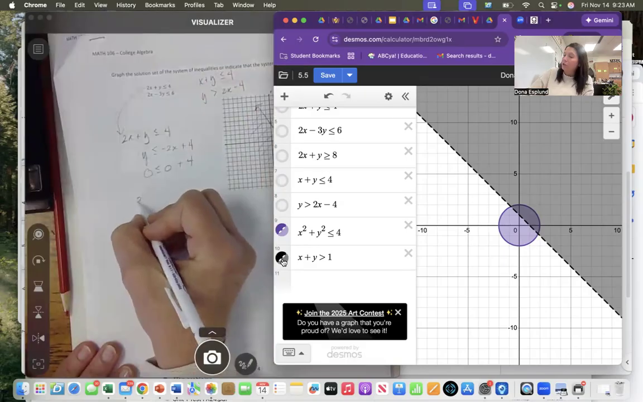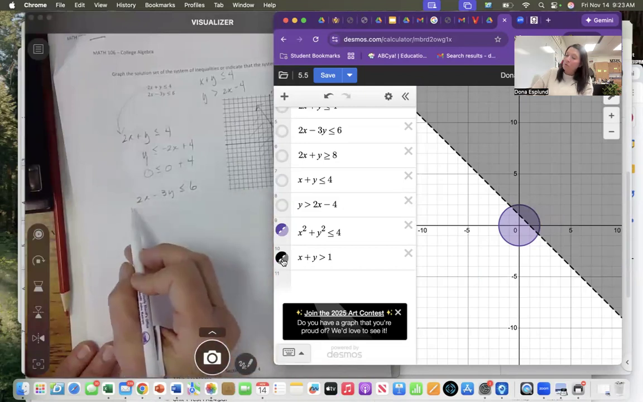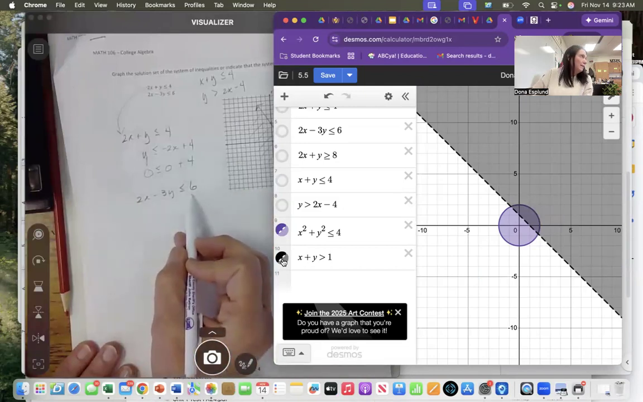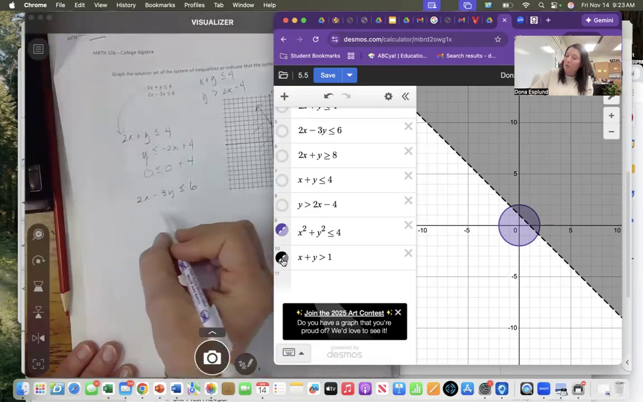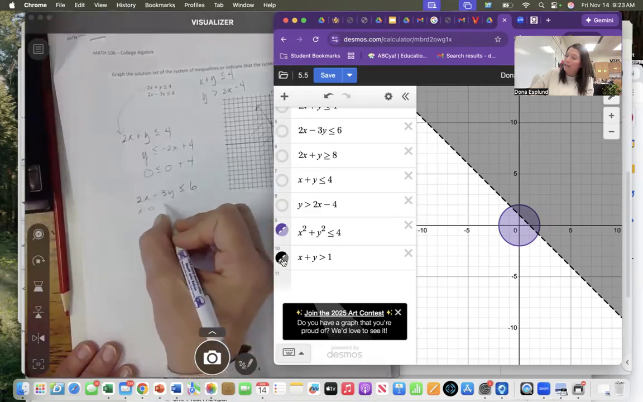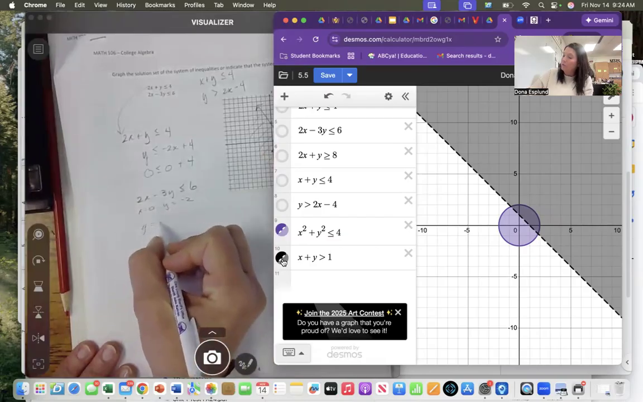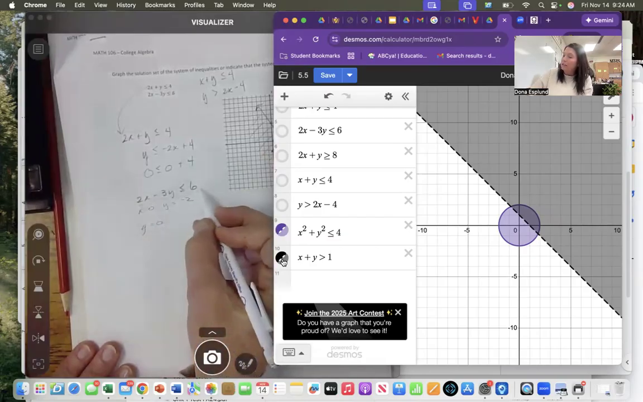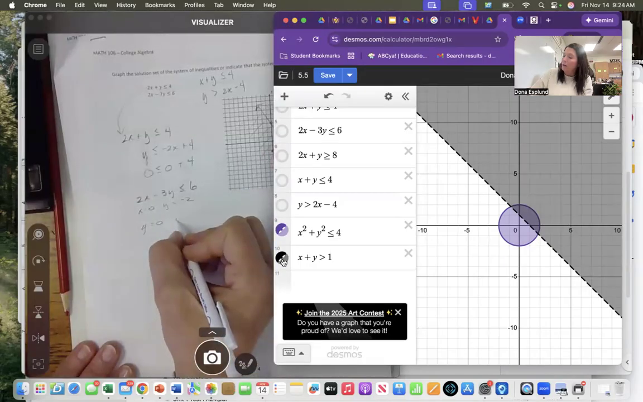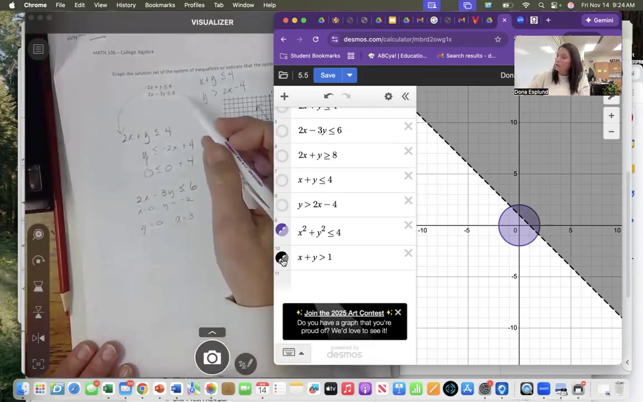On the next one, I have 2x minus 3y is less than or equal to 6. If I solve this one, to me a quick, easy way is to find the intercepts. So I'm going to plot my y-intercept. I'm going to let x equal 0, and that means if x is 0, then y equals negative 2. I'm also going to let y equal 0 for my x-intercept. So then I have 2x equals 6, and so x is going to equal 3. 1, 2, 3. And in this case, I'm also going to use a solid line.